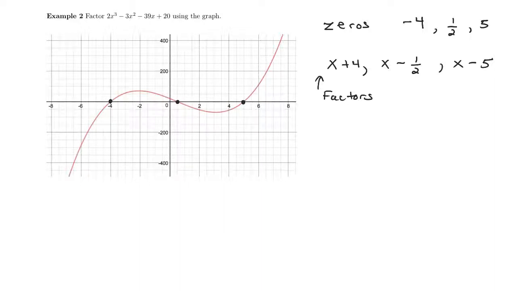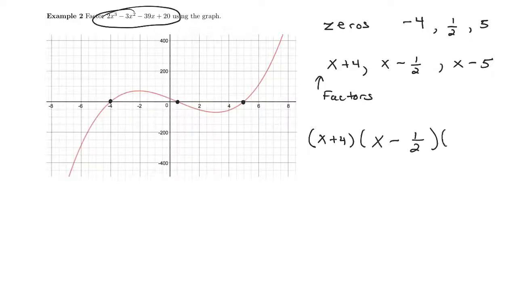So it should be that the product of these 3 factors is equal to this expression here. That is, if you multiply x plus 4, x minus a half, and x minus 5, that factors the polynomial that we started with.